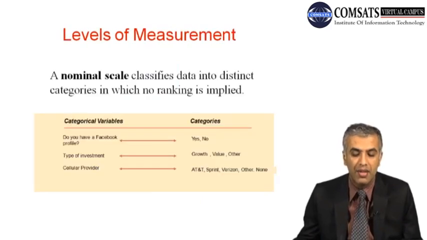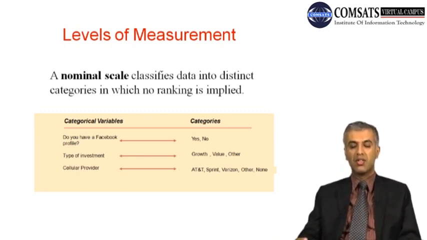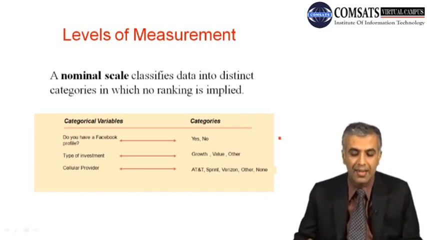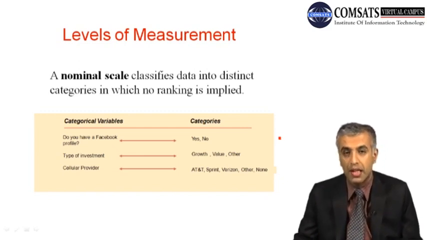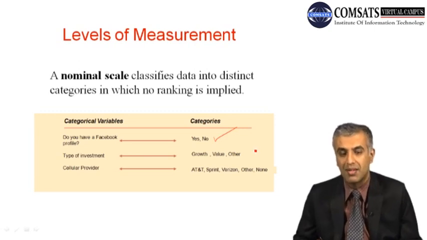Then we went through the explanation of the different levels of measurement. What do we mean by nominal scale? The nominal scale, as you can see here, deals with categories. So nominal scale is more related to categorical variables, and we have already seen the categories written here, like the three categories related to type of investment. All of this is related to nominal scale. In other words, categorical data is defined by nominal scale.